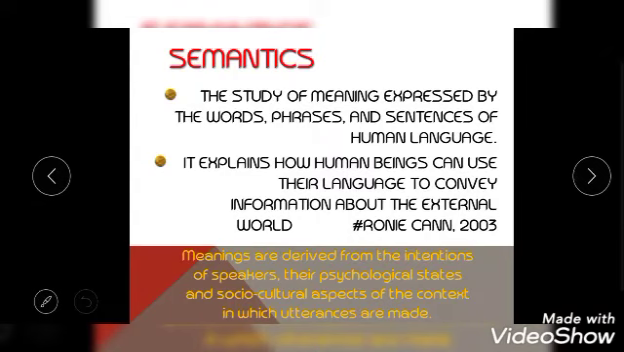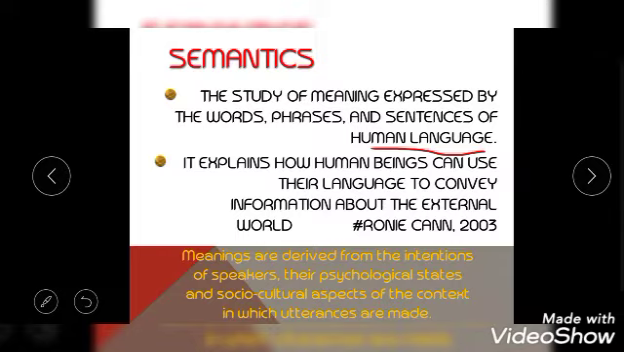Here I provide you the definition of semantics. For Wiranegara, semantics is the study of meaning expressed by the words, phrases, and sentences of human language. Why should it be human language? As we know, every living thing in this world can feel, but you have to notice that only humans can mean. Therefore, we just focus on studying human language, not other languages.